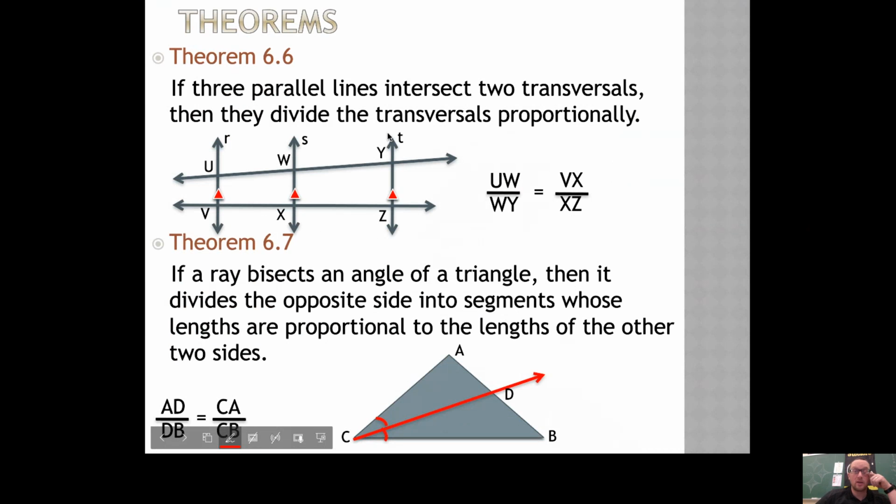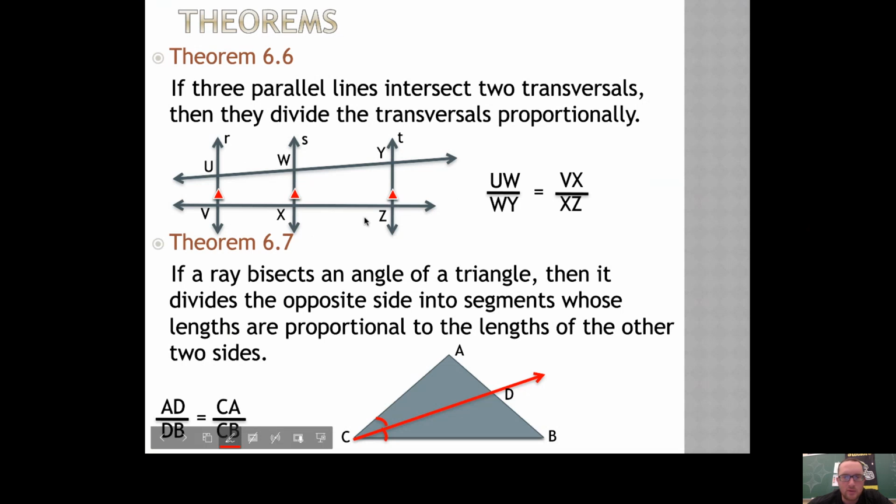Now we're going to look at the other two from this section as well. This is theorem 3.6. It tells you if three parallel lines intersect at two transversals, then they divide the transversals proportionally. That might not make a lot of sense to you, but what's going to happen is we have parallel lines here. So instead of having two parallel lines, now we have three.